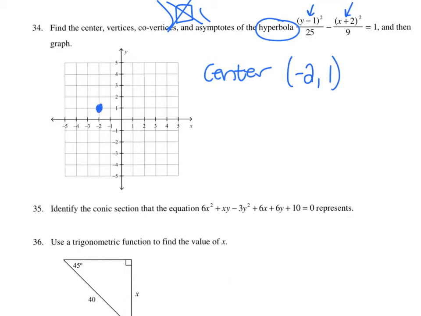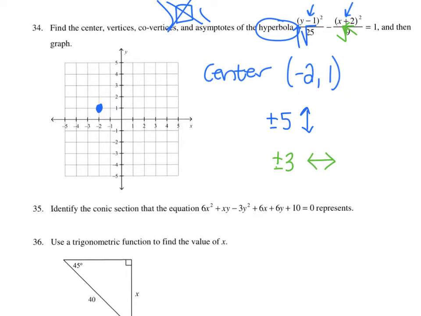Next, we square root the number underneath the y. So the square root of 25 is plus or minus 5. And because it's under the y, that means we're going to move up 5 and down 5. We will square root the 9, which is plus or minus 3. And since that's underneath the x, and the x-axis is horizontal, that means we're going to count left and right.